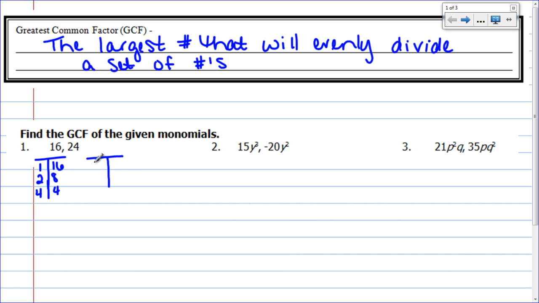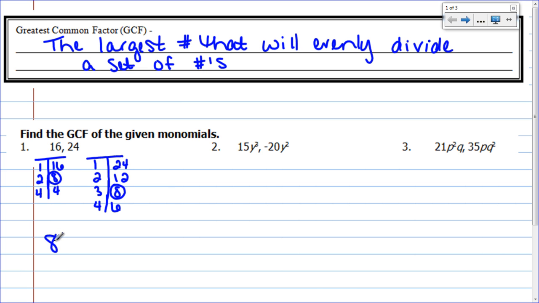Then we'll do 24 as well. So I have 1 and 24. I have 2 and 12. Then 3 and 8. 4 and 6. 5 doesn't go into 24, so we're back to 6 times 4, which we already have in the table, so we're done. So then we're just going to look at our table and pick out the largest number both tables have in common. Well, the biggest number they both have in common is this 8. So the GCF of 16 and 24 is 8.